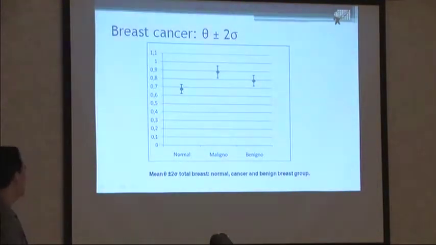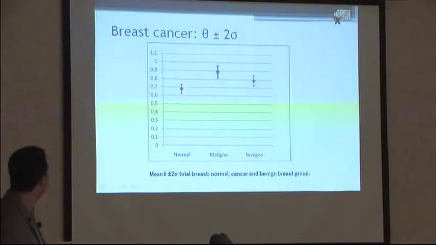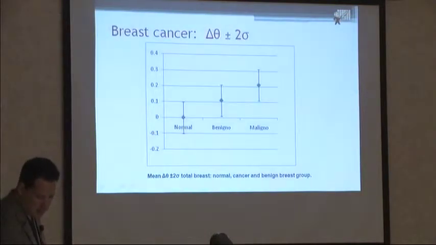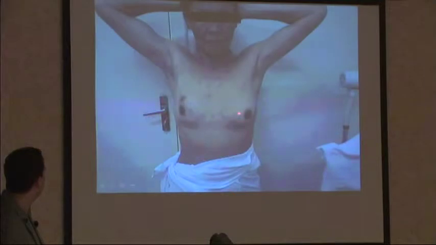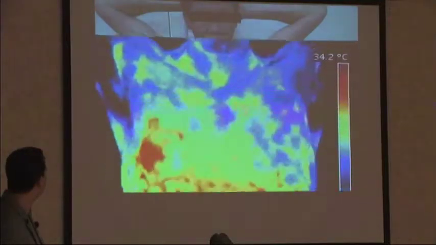For the disease, breast cancer, we studied the values: normal is at 0.6, the benign is 0.8, and the breast cancer is much more, it reached 0.86. This is the mean and 2 standard deviations. These are the values of delta T. So you have a difference between breast cancer and normal breast. It's very different.